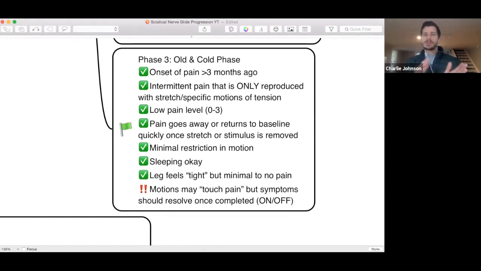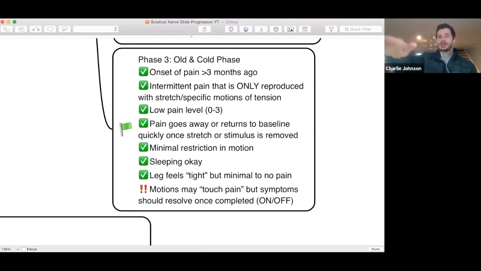It's low level, 0 to 3 out of 10. And when I come off of it, pain goes away or returns to baseline quickly once I'm done. So there's minimal restriction in motion. You might just notice that pulling on the nervous system at the very extreme of motion. So you get into the slump position, if you've looked around for various stretches or interventions for sciatica. You're sitting there and you really bring your chin down when your leg's straight. Maybe that brings on some calf or some buttock or some hamstring pain.